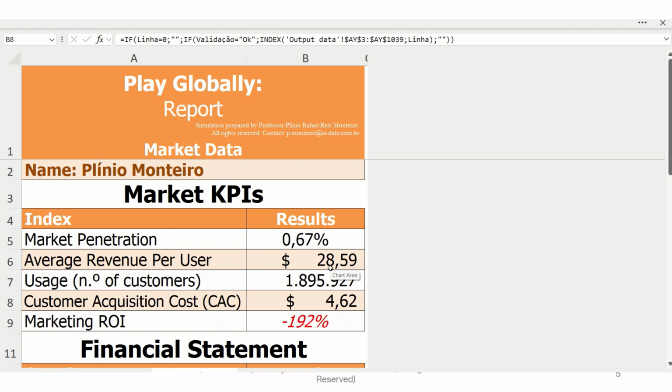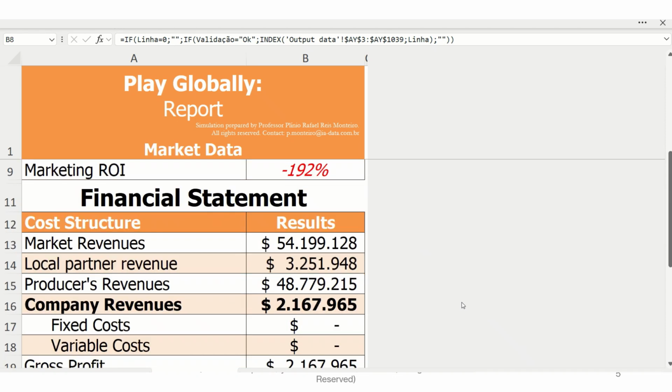Now I have the number of customers, that's basically the population multiplied by the market penetration. And I also have two additional KPIs: the customer acquisition cost, showing my actual customer acquisition cost, and my actual marketing ROI. We can also check the financial statement. Then we have the market revenues, the total revenues paid by customers or users over the period.